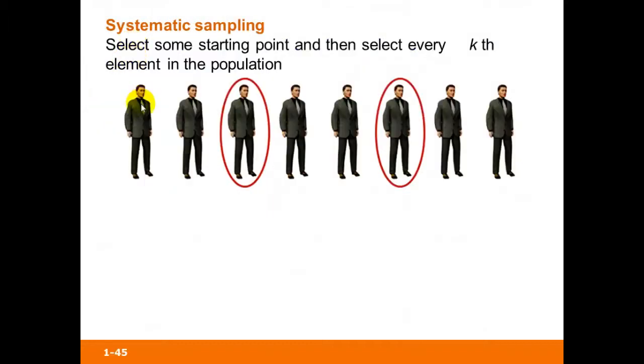And this means that we have a list of the population, and we just go through and select every kth one. For example, in this picture, we'd be selecting every 3rd individual from the population.